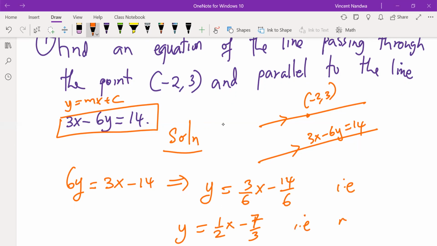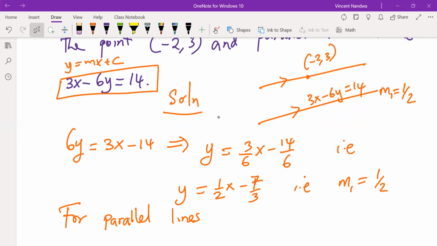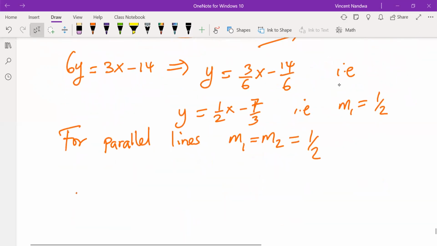So m1 is 1/2. That's the gradient of this line. And for parallel lines, m1 equals m2, which will give us 1/2. So m2 here is 1/2. Now we have a point and the gradient. So we have the point (-2, 3) and gradient 1/2.